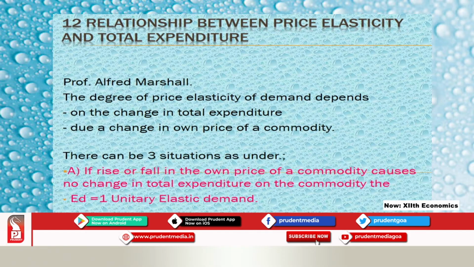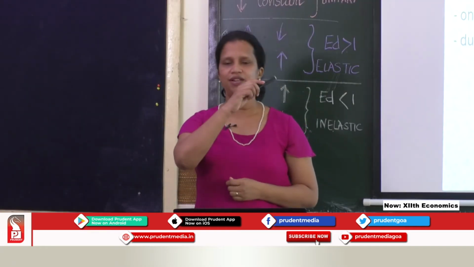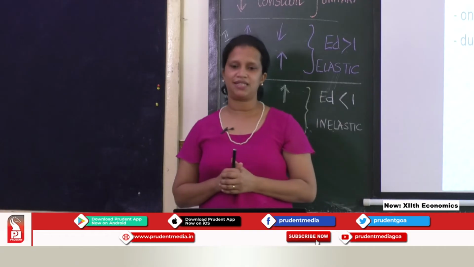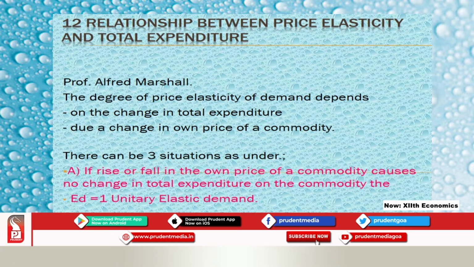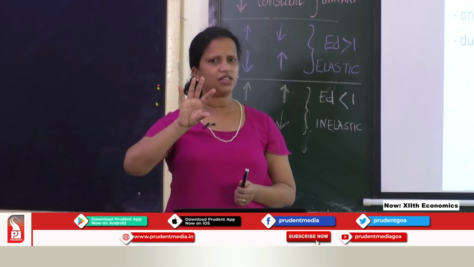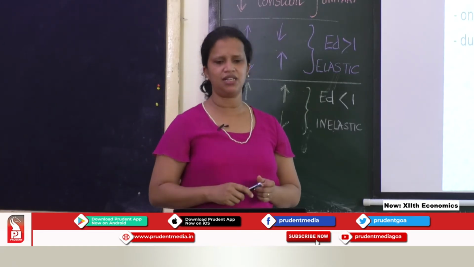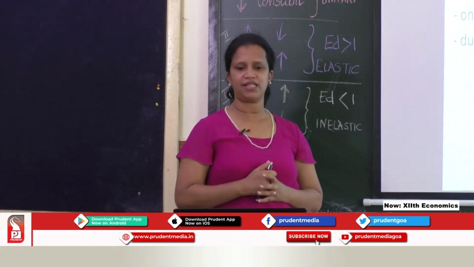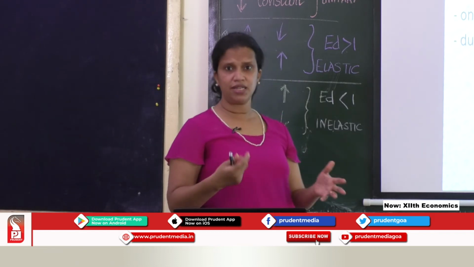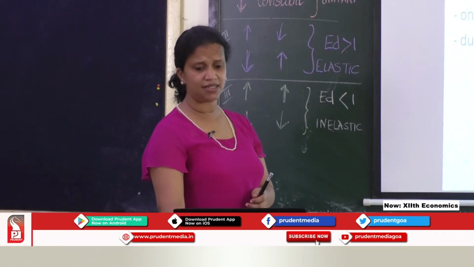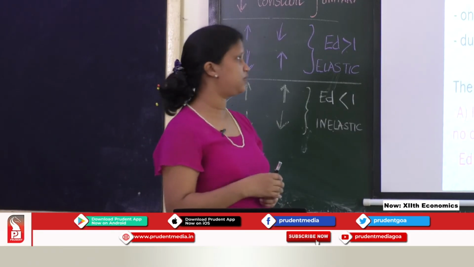Now we are going to look at the relationship between price elasticity of demand and total expenditure. This relationship has been put forth by Professor Alfred Marshall. Professor Marshall says that you are able to find out if a commodity is elastic or inelastic depending on the change in total expenditure in relation to the price of the commodity. Now, what does he mean by this? He explains elasticity in the context of three situations.